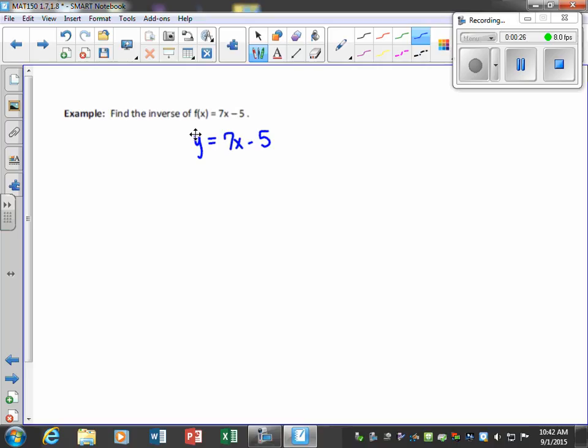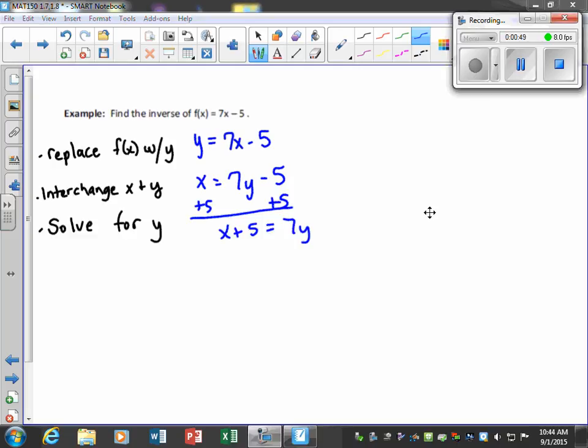Interchange the x and the y. So x is equal to 7y minus 5. Okay, and then step 3 says solve for y. So I'll give you a minute to solve this for y. Okay, I wrote the steps out to the side, and now I'm just solving for y.